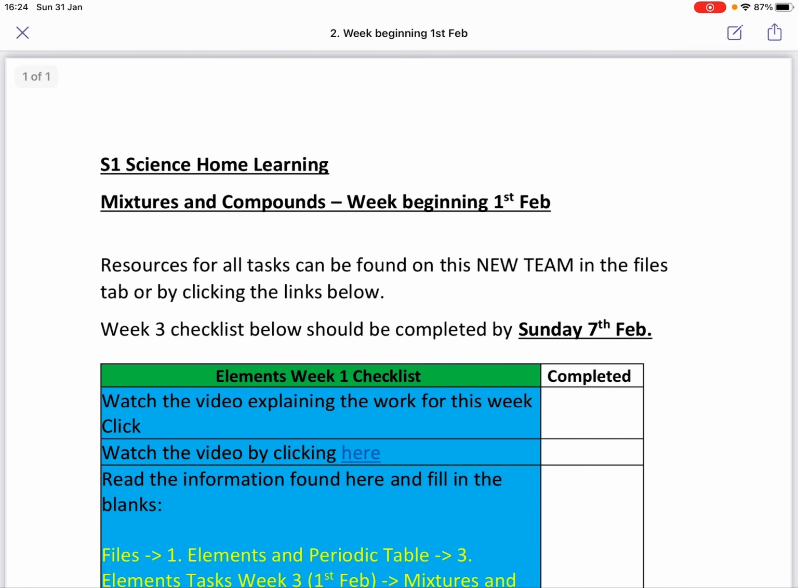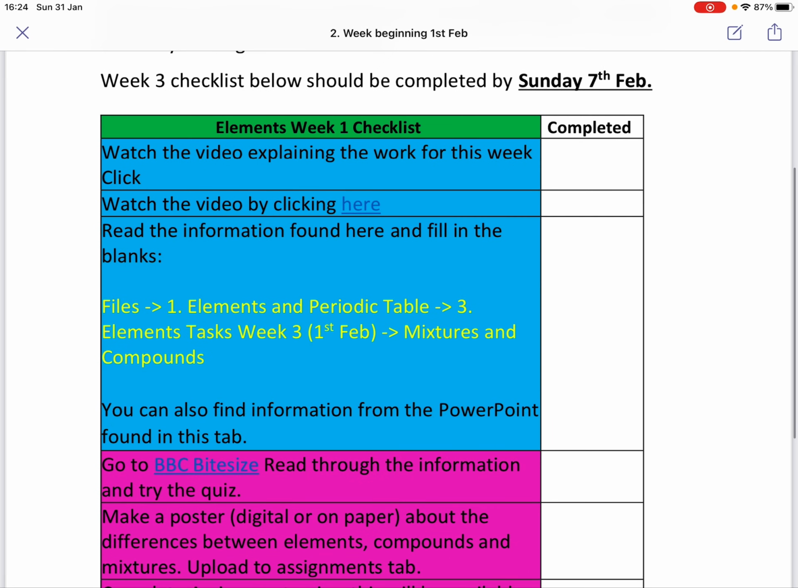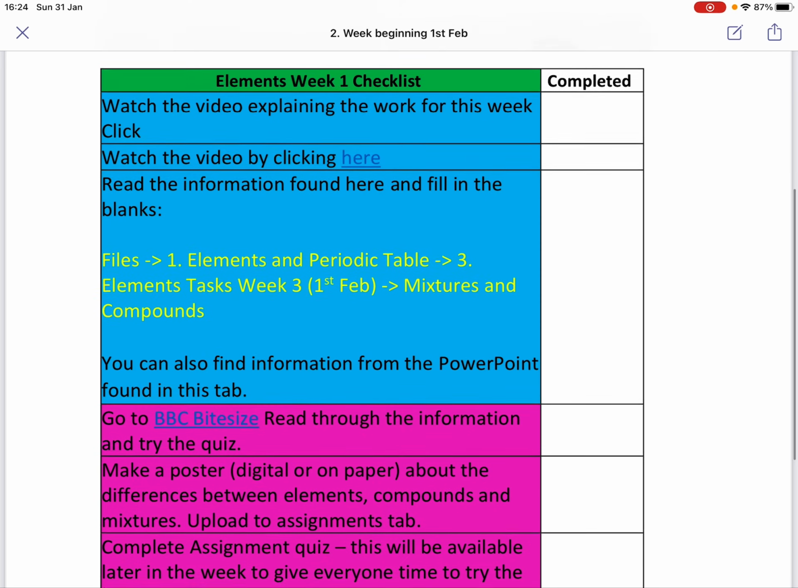So if I open up your task sheet for this week, this will tell you everything I would like you to complete. So the first thing you're going to do is watch this video. That's your first point. I've then got another video that I found on YouTube which explains the difference between elements, compounds and mixtures as well. So it's worth having a look at that just to make sure you're happy with it.